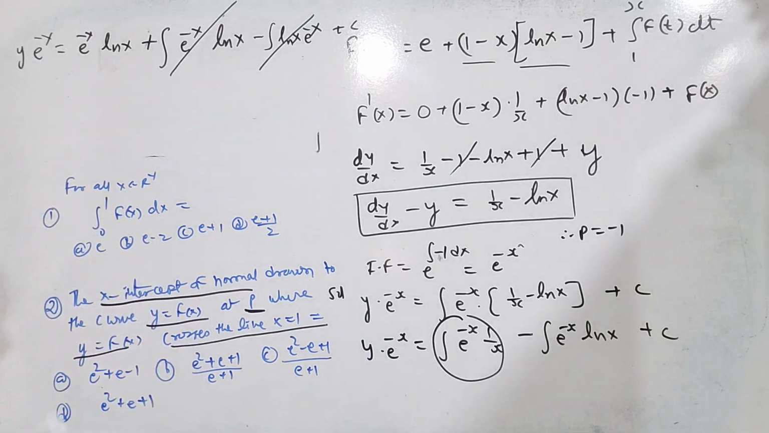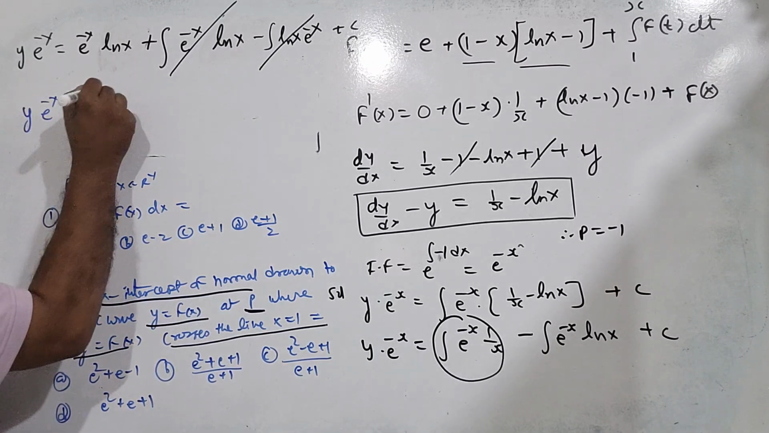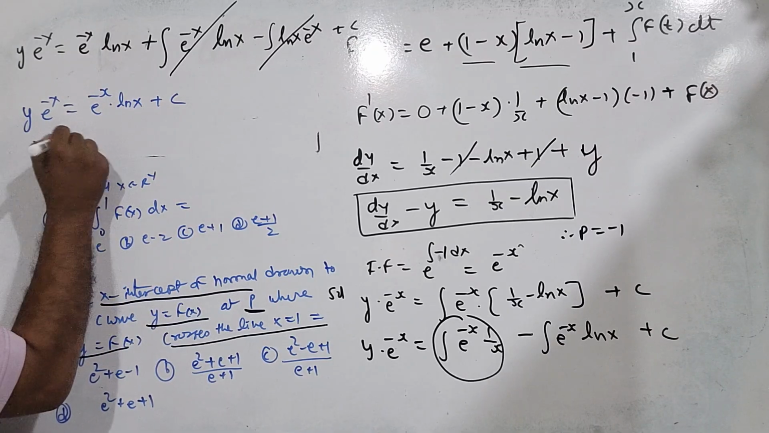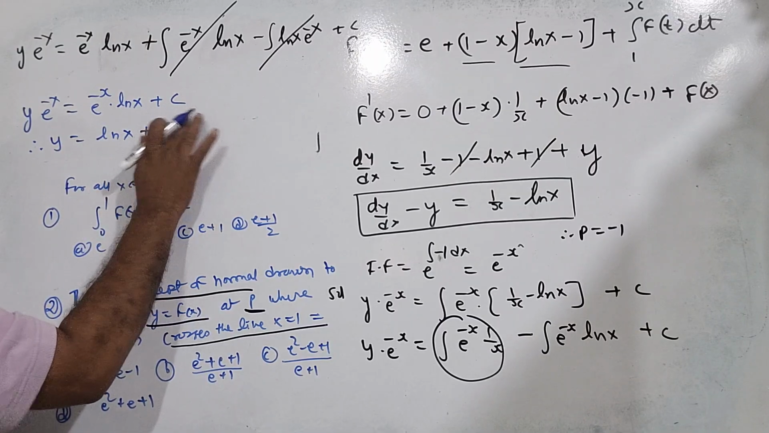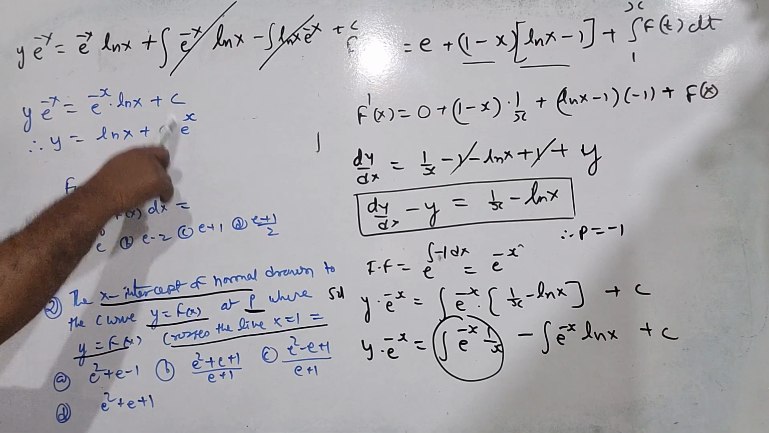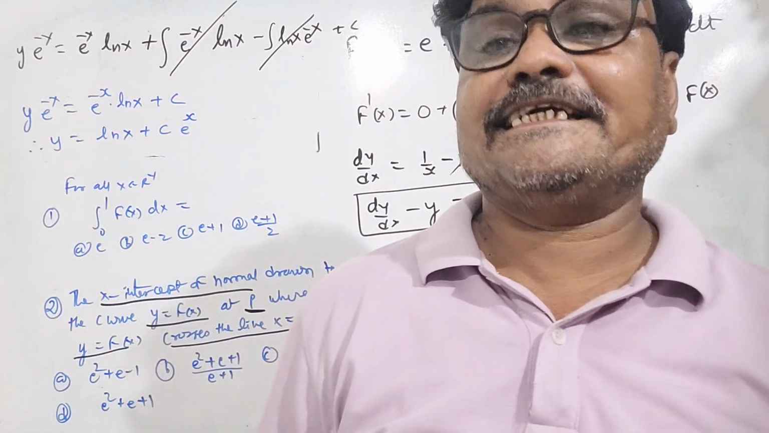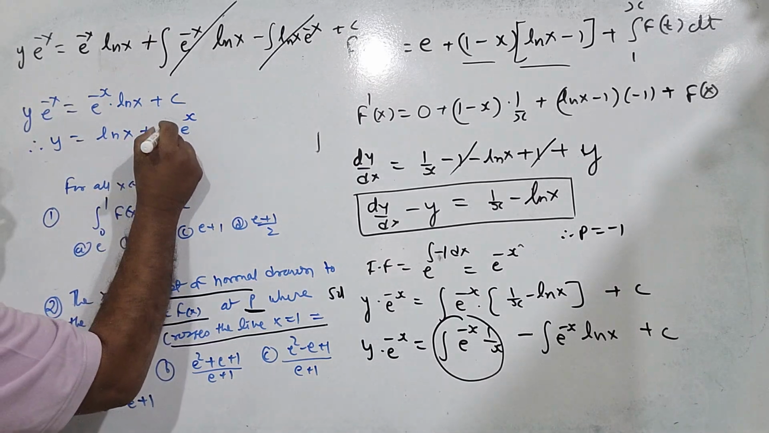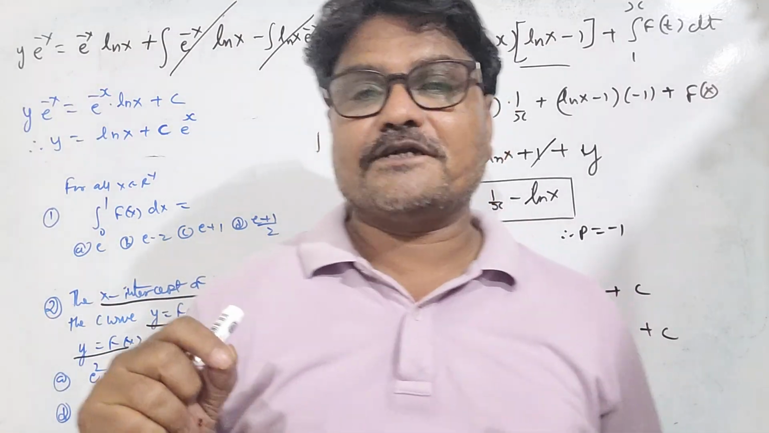Okay, so therefore now I have remained with y into e to the power minus x equal to e to the power minus x into ln x plus c. So this is y is equal to ln x plus c into e to the power x, dividing by e to the power minus x, so e to the power x here. When we divide by e to the power minus x, so c into e to the power x, that plus minus also you have to take care. So finally we have to determine now c. c is still unknown, so how to determine c, that is also important.